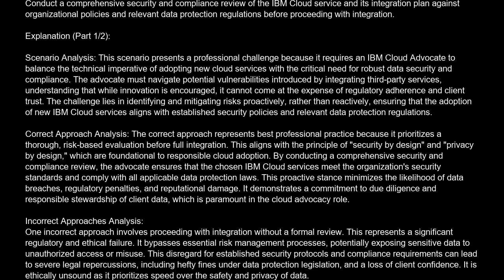Incorrect approaches analysis. One incorrect approach involves proceeding with integration without a formal review. This represents a significant regulatory and ethical failure. It bypasses essential risk management processes, potentially exposing sensitive data to unauthorized access or misuse. This disregard for established security protocols and compliance requirements can lead to severe legal repercussions, including hefty fines under data protection legislation and a loss of client confidence. It is ethically unsound as it prioritizes speed over the safety and privacy of data.